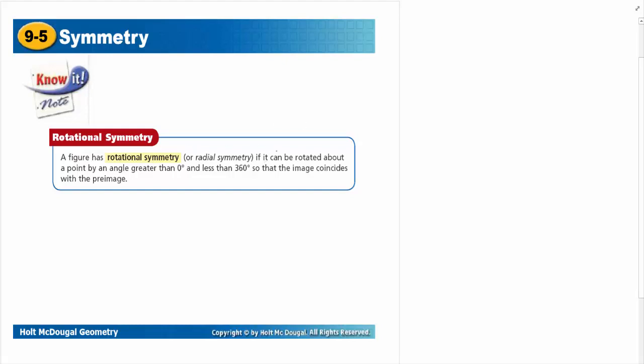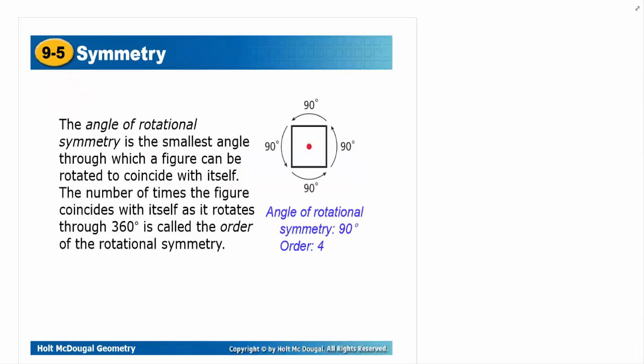A figure has rotational symmetry if it can be rotated about a point by an angle greater than 0 degrees, because if it's 0 degrees, you haven't moved it, and less than 360. 360 is if I went in a complete circle, I'm back where I started. So it's somewhere in between, so that the image coincides with the pre-image. This is just like I talked about with the rectangle, but now we're using rotations instead.